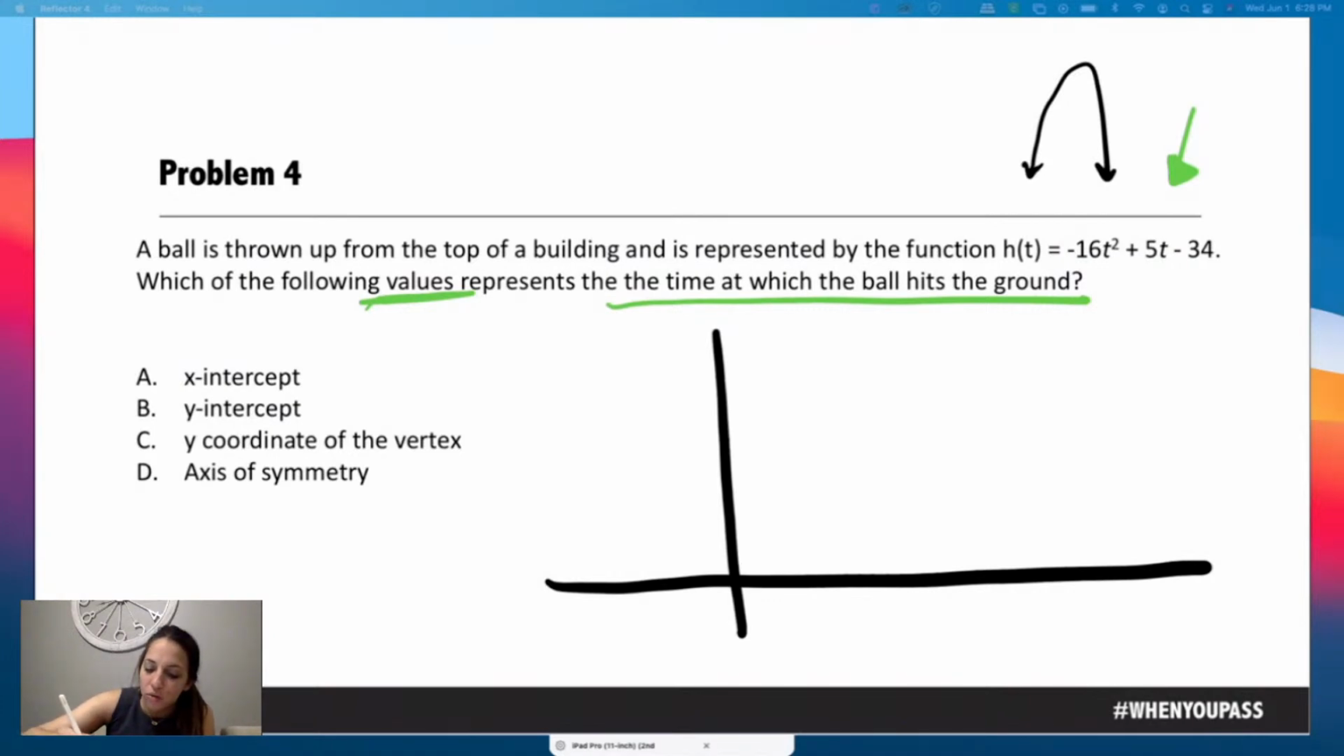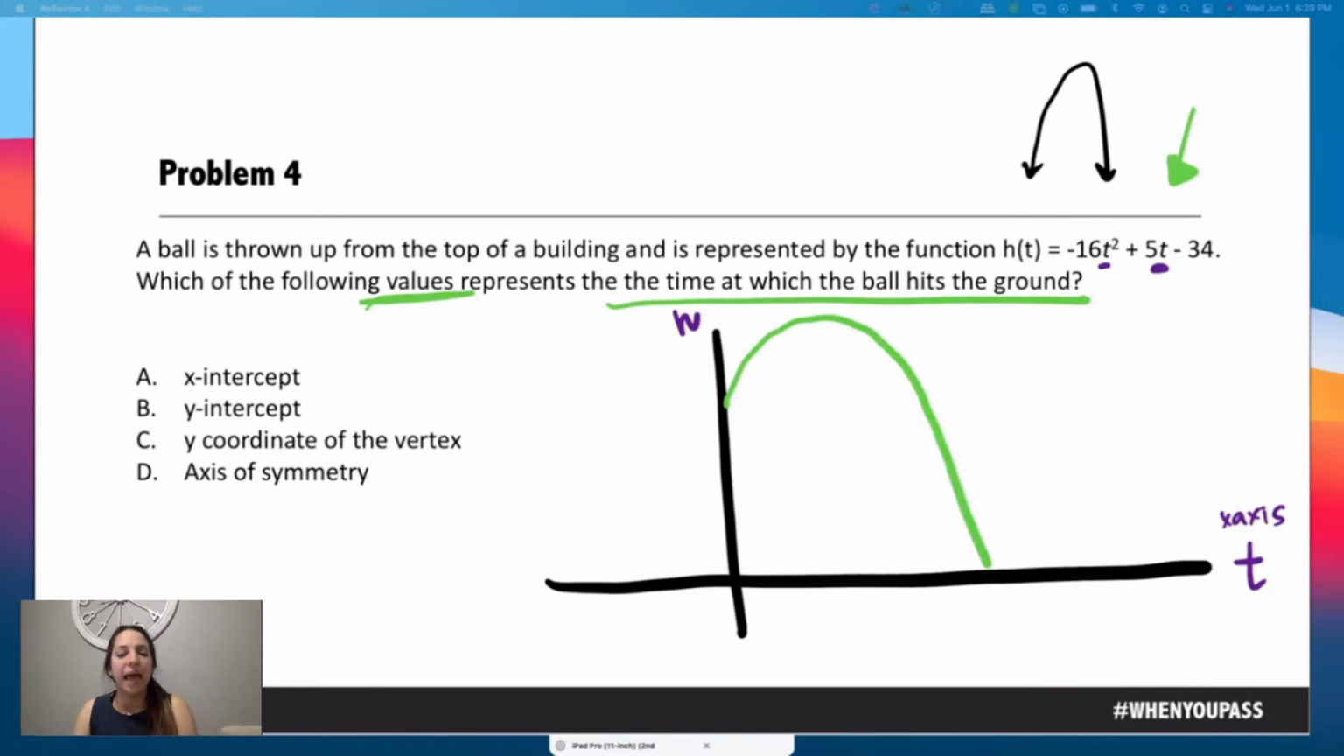So I know that my x-axis is being represented by t. This is my x-axis, but it's the time factor, as evidenced by the t's being in the equation. And my y-axis is my height, because the height is dependent upon the time. So they throw the ball up, and then it comes down and hits the ground.